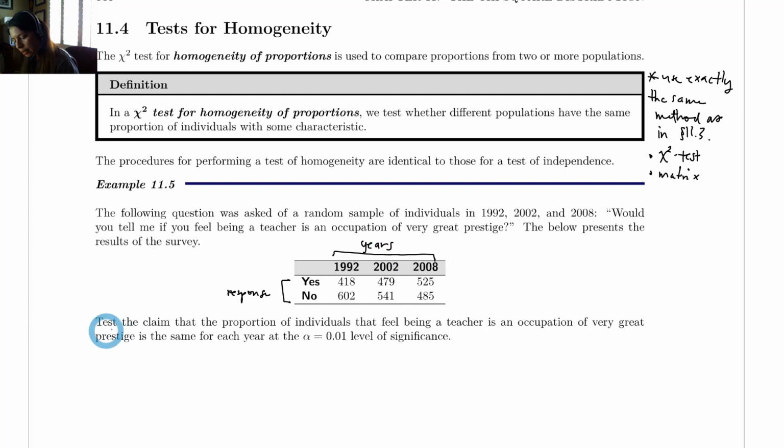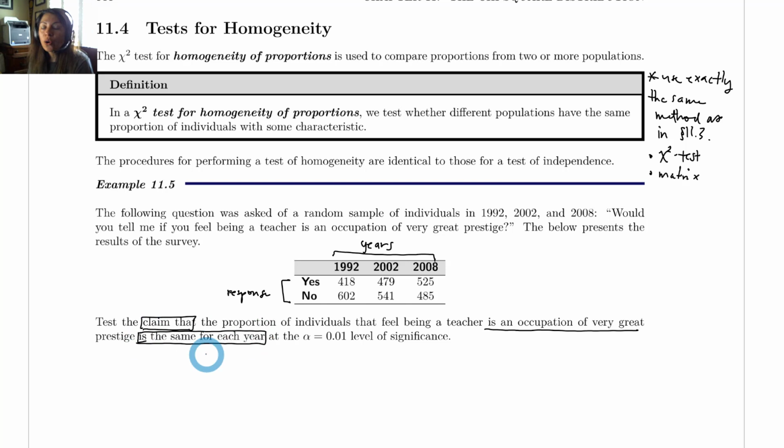Okay, so let's test the claim that the proportion of individuals that feel being a teacher is an occupation of great prestige is the same for each year. We have to be careful what we state our claim as. We have a null and an alternative, and one of those has to be the claim. So let's go ahead and set that up.